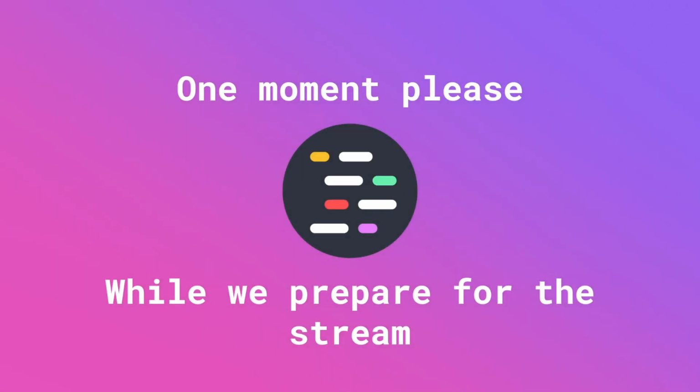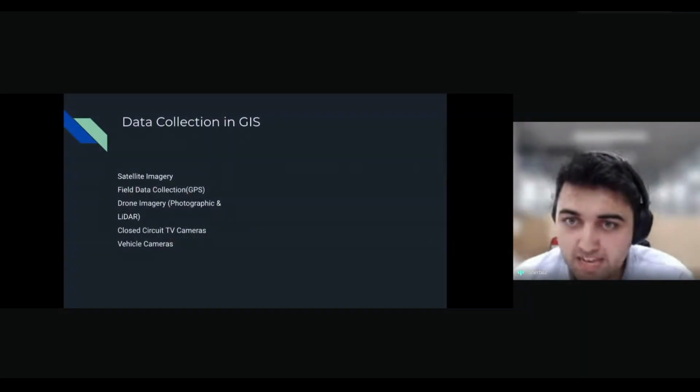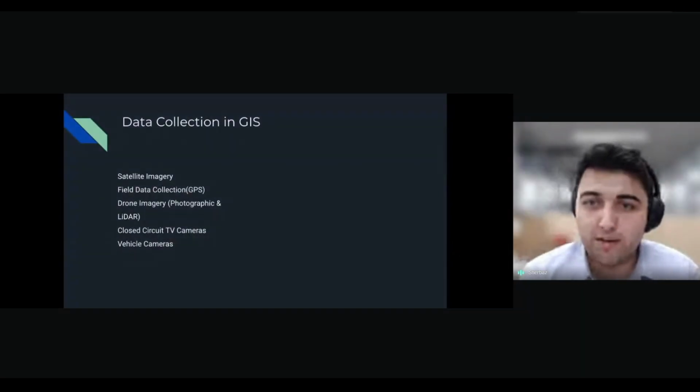So yeah, just continuing back to where we were, satellite imagery. So we can use satellite imagery. This is the old school paradigm of data collection in GIS.